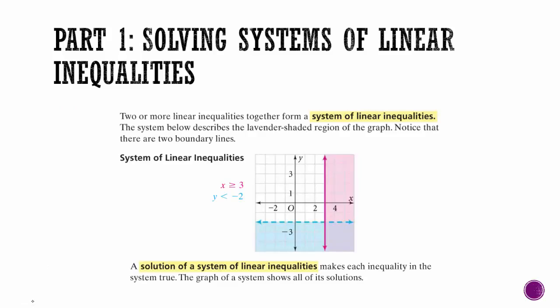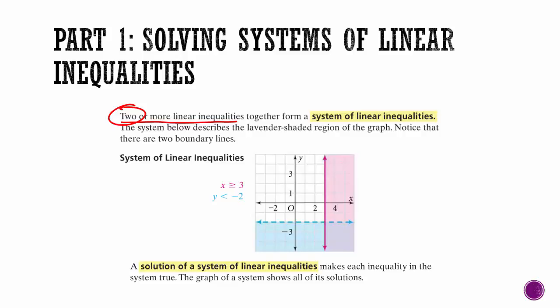So think back to what we did yesterday, where we either made solid or dashed lines and then we shaded either above or below the line. Today we're going to do that, except we are going to have two or more together. Remember, in this class we just do two. When you get to algebra 2, you'll do 3.